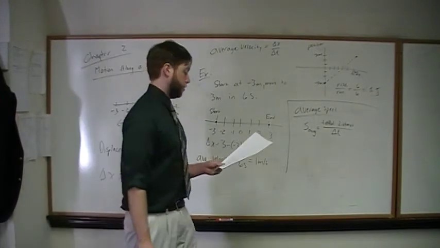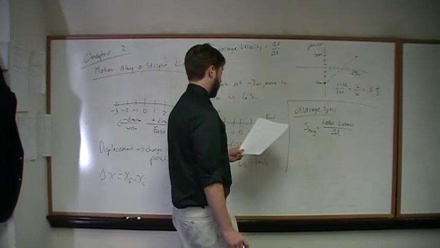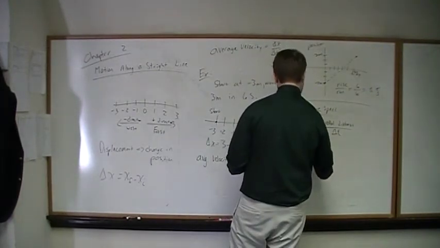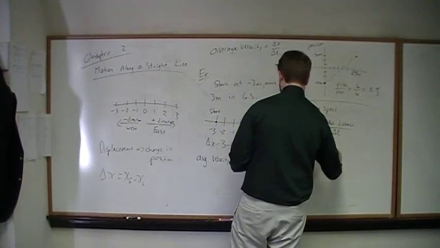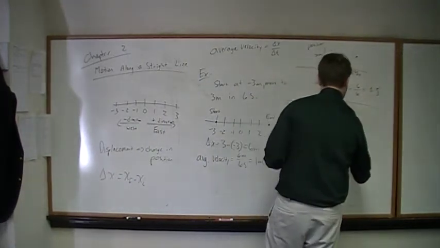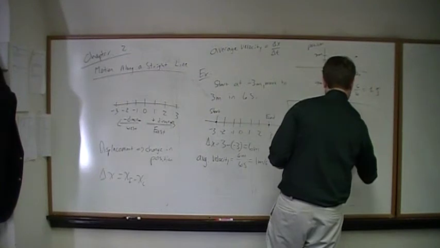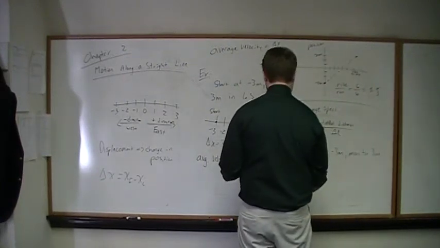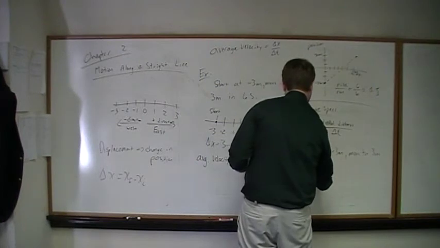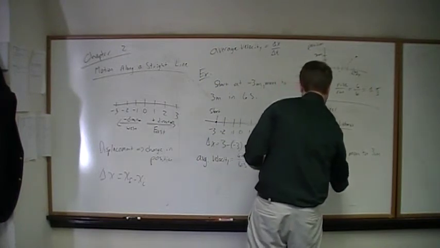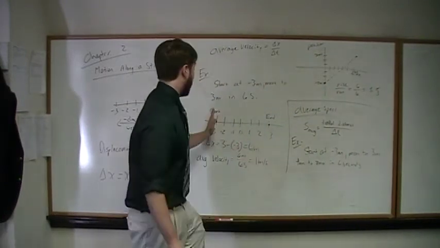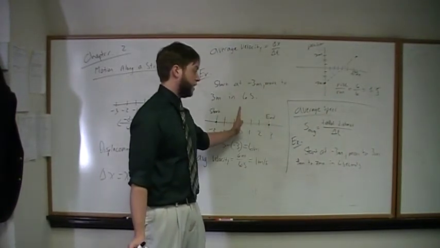And now, just to compare those two, if we say that we start at -3 meters, move to 3 meters, then to 0 in 6 seconds. So that means we went from -3 to 3 and then back to 0.